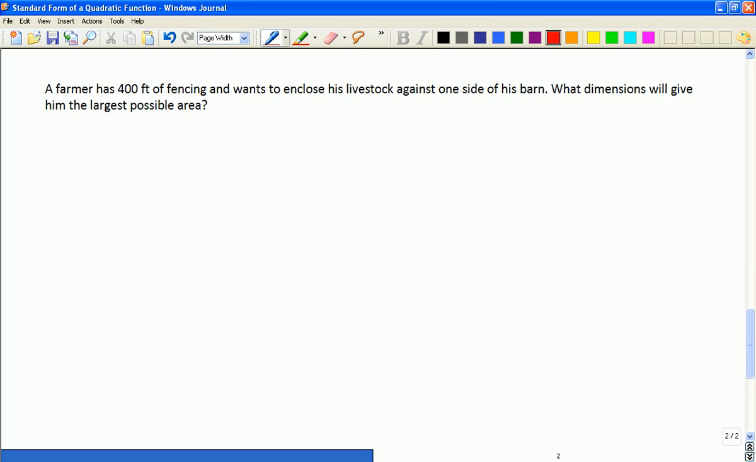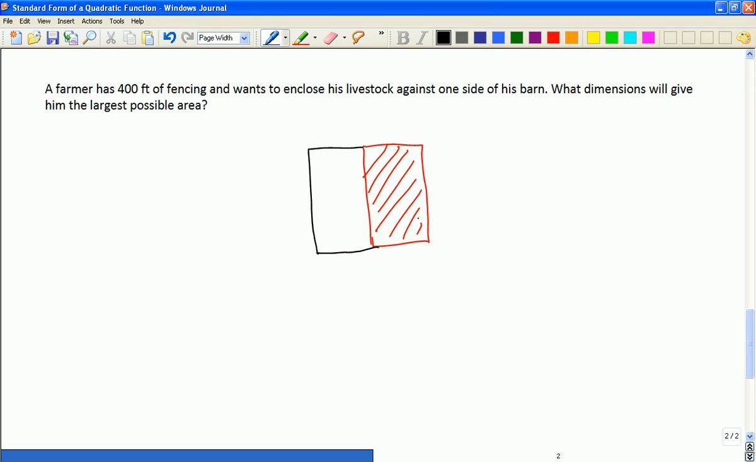Okay, so this question will be similar. It says a farmer has 400 meters of fencing and wants to enclose livestock against a barn. So let's just stop here and draw what's going to look like a, well, not really look like a barn, but we'll say that this is the farmer's barn, because we all know barns are red. And he has 400 feet of fencing, and he's going to go like this to enclose his animals.